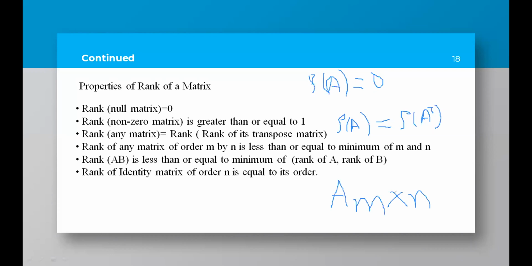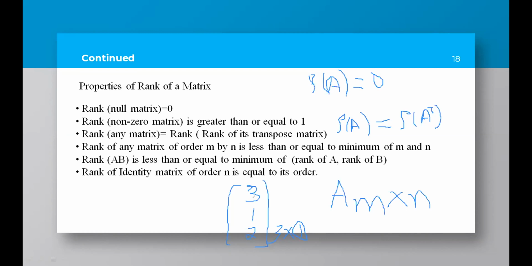For example, just consider the column matrix 3, 1, 2. What is the order of this matrix? How many rows? 3. Columns are 1. So it is a 3 by 1 matrix, right? Which is the minimum now? 1, right? So that means the rank is less than or equal to the minimum of m and n.